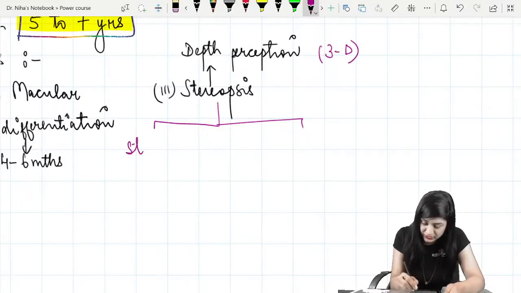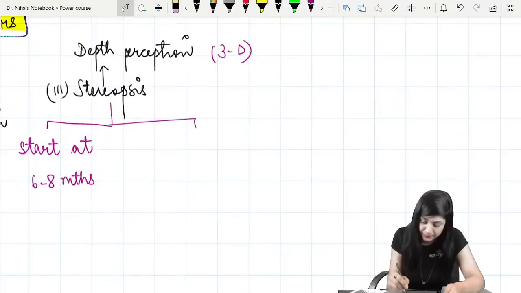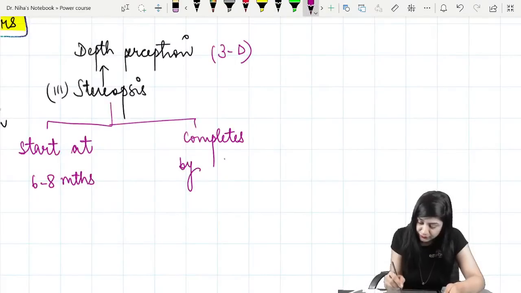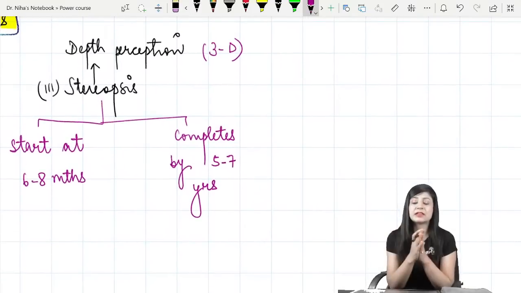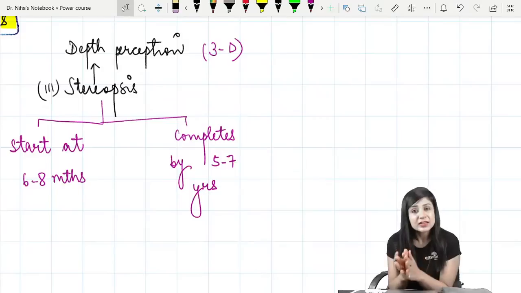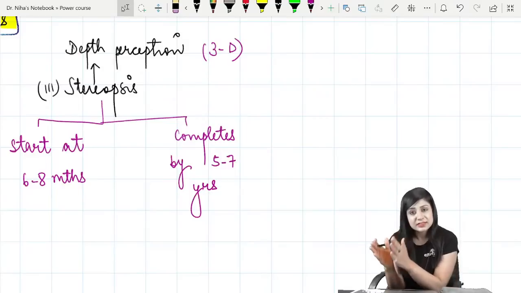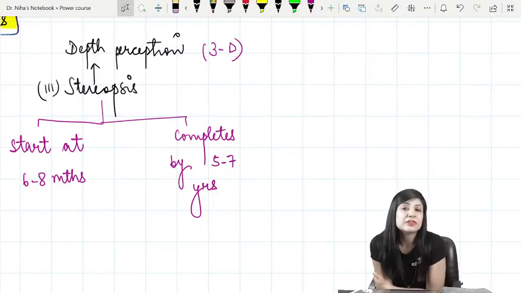It will start at 6 to 8 months, but if I talk about the completion, it completes by 5 to 7 years. This is the depth perception, or the stereopsis. So it starts with the fixation reflex, next is the macular differentiation, next is stereopsis. Stereopsis means the 3D vision.